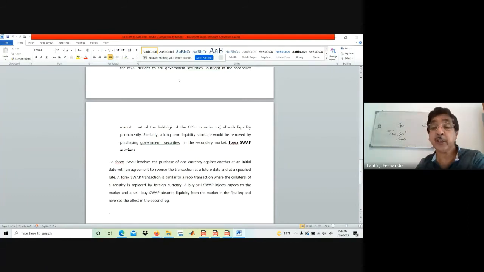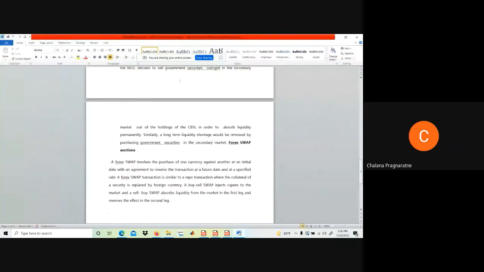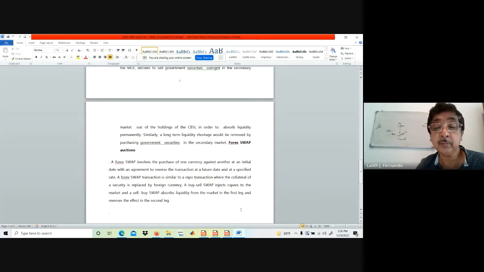Anything else you need to clarify on this? Now, this particular thing is the important thing. So you always tell it from the point of view of the central bank, isn't it? Yeah. So when you say sell buy.